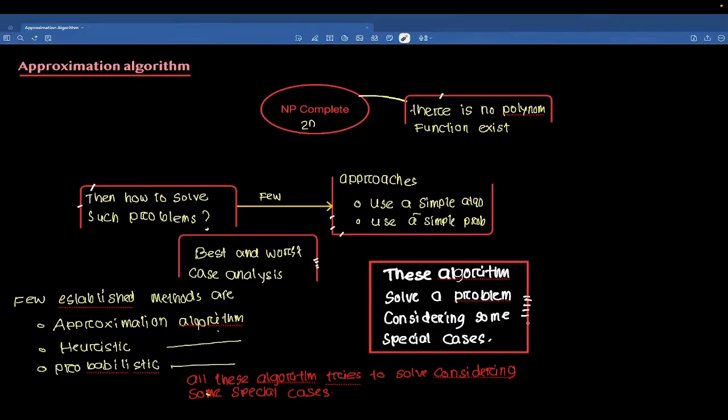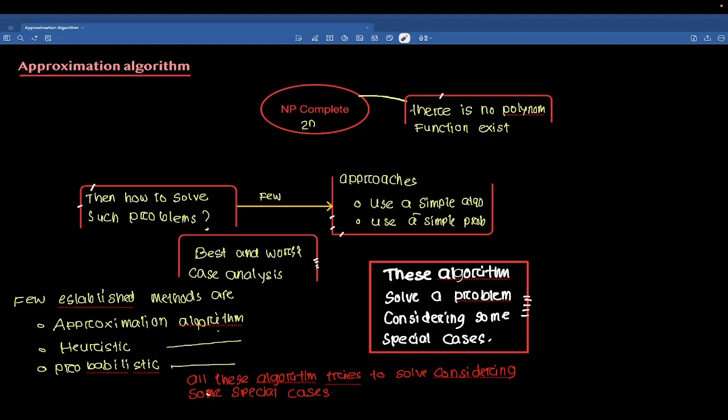Whenever we have a problem with exponential solution, we convert it to an NP-hard problem as well as an NP-complete problem. This is one of the ways to deal with hard problems. Once a problem is proved as an NP-complete problem, it ensures that there is no polynomial function that solves the problem. In the absence of polynomial functions, it is difficult to solve such problems in the real world. Then how do we deal with these problems?